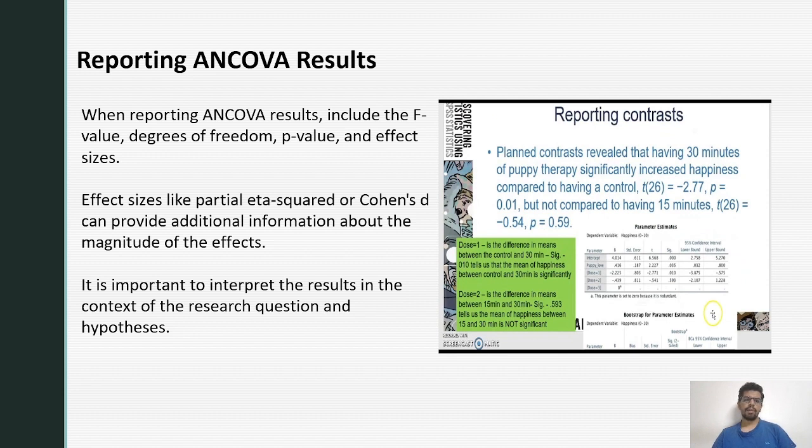Reporting ANCOVA results. When reporting ANCOVA results, include the F value, degrees of freedom, p value, and effect sizes like partial eta squared or omega squared, which can provide additional information about the magnitude of the effects. It is important to interpret the results in the context of the research question and hypothesis.